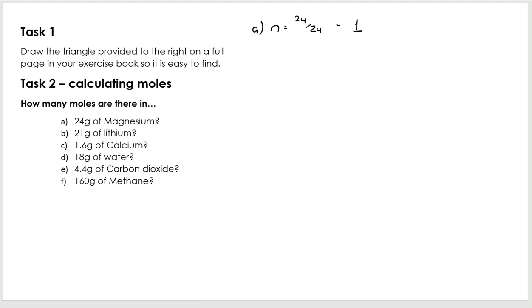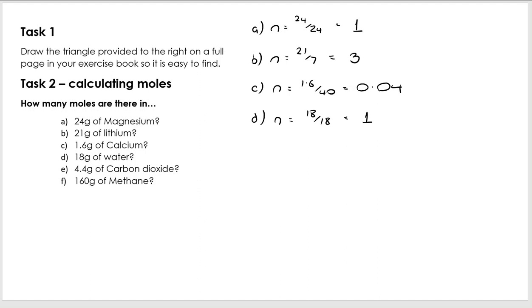21 grams of lithium, well, that's 21 divided by the mass number 7. That means I've got 3 moles. 1.6 grams of calcium, that's 1.6 divided by the mass number of 40. That means I've got 0.04 moles. For water, I'm doing 18 grams divided by the relative molecular mass or formula mass. 18 divided by 18 means I've got 1 mole of water.